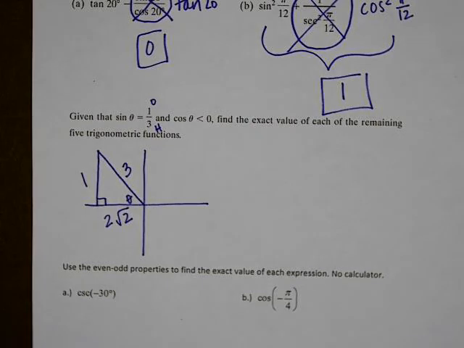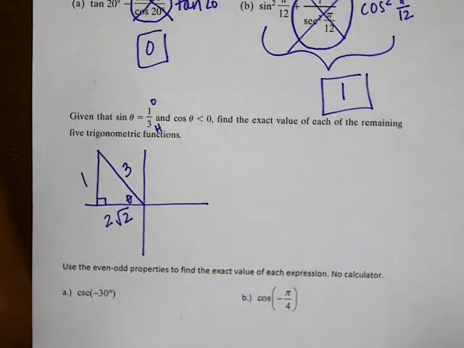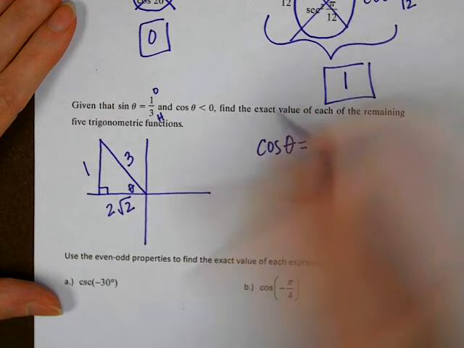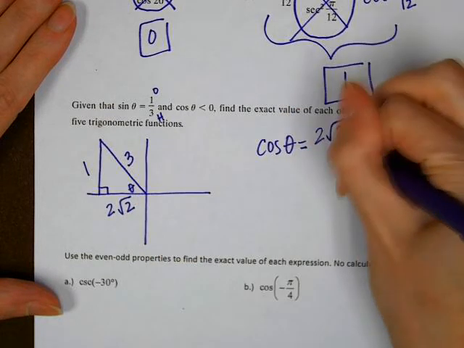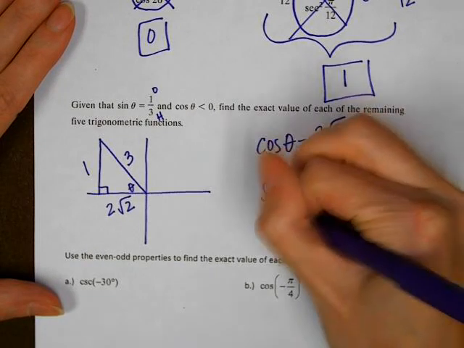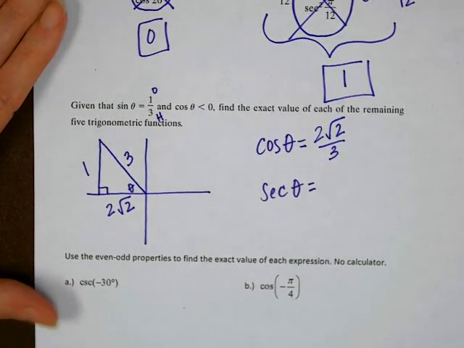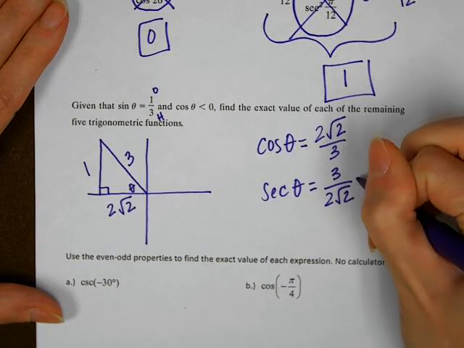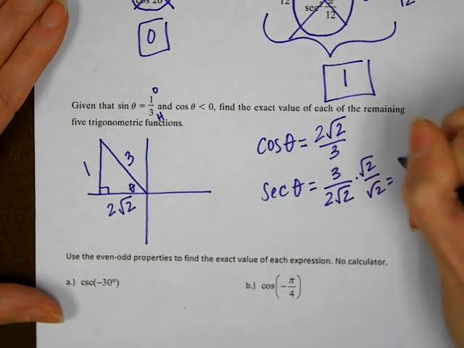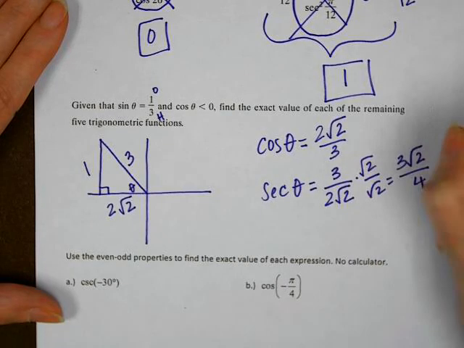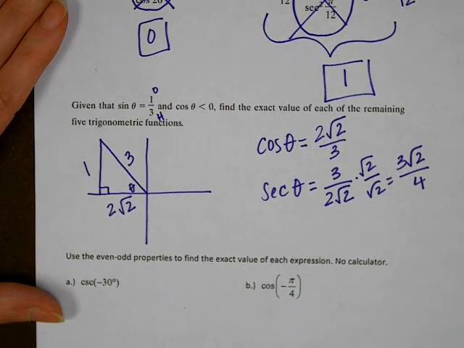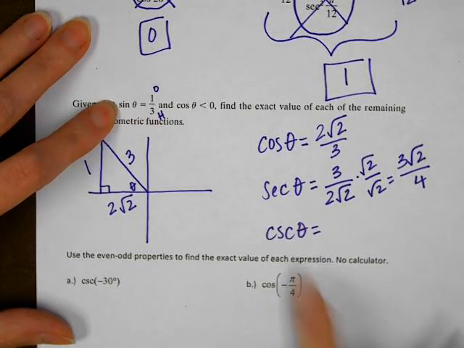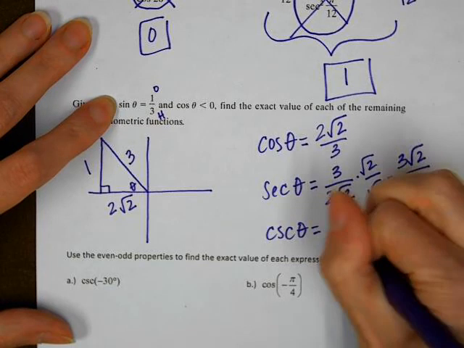Okay, let's find the remaining 5 trig functions. And it's super easy if you have a graph. So cosine is a over h, so 2 root 2 over 3. Secant is the reciprocal of cosine, so 3 over 2 root 2. But if you rationalize it, you get 3 root 2 over 4. Okay, we didn't do cosecant. We might as well do that one. That's the reciprocal of sine, so that would just be 3 over 1, or 3.